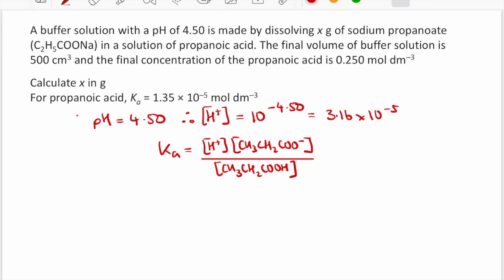Now we are trying to find out the mass of sodium propanoate. So in this instance, we're going to need the concentration of sodium propanoate. That's going to have to be the subject of our calculation. So we're going to have to divide both sides by the concentration of H plus and multiply both sides by the concentration of propanoic acid.